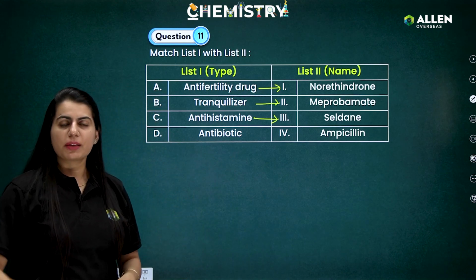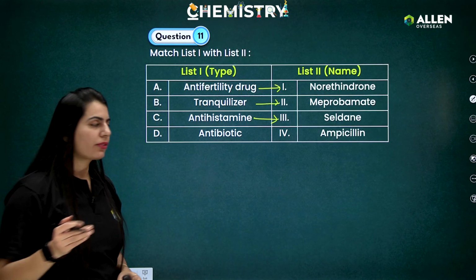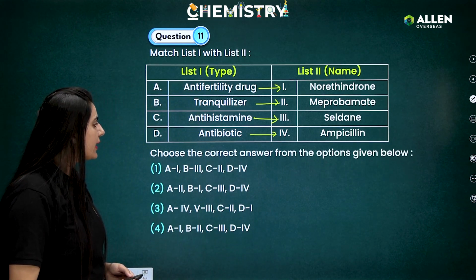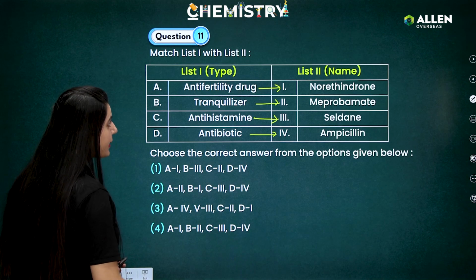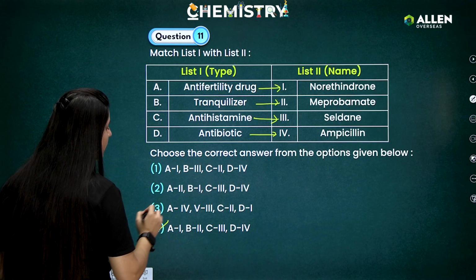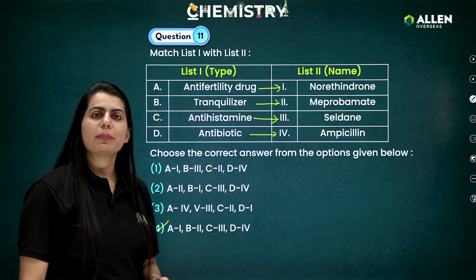Then we have antihistamine, which is here Seldane, if I talk about. An antibiotic can be broad spectrum, narrow spectrum or limited spectrum. Here the antibiotic is like penicillin, ampicillin. So here I can clearly see it's quite direct. So I can match it, which is 1st, 2nd, 3rd and 4th. So the answer for this particular question will be 4th.